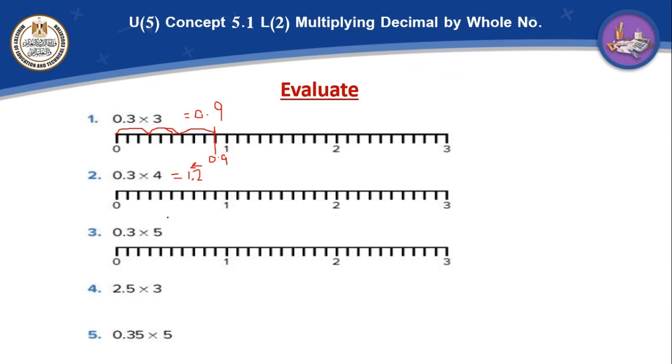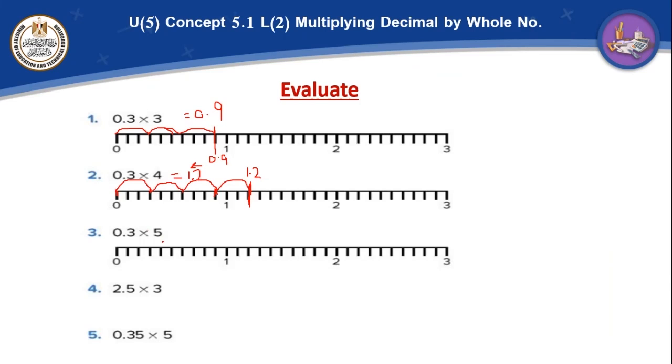1 and 2, this is 1 and 2/10. We can jump another way: jump 0.3 four times. 0.3 four times here, 0. 0.1, 0.2, 0.3, first jump, then 0.1, 0.2, 0.3, second jump, then 0.1, 0.2, 0.3, third jump, then 0.1, 0.2, 0.3. So that is 4 jumps.